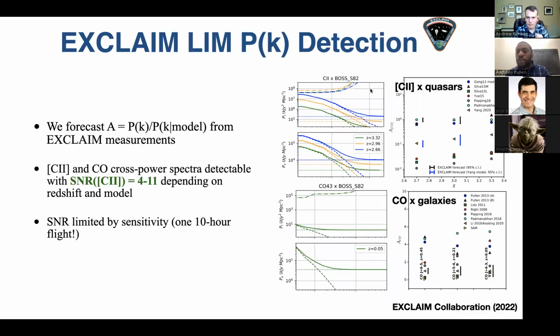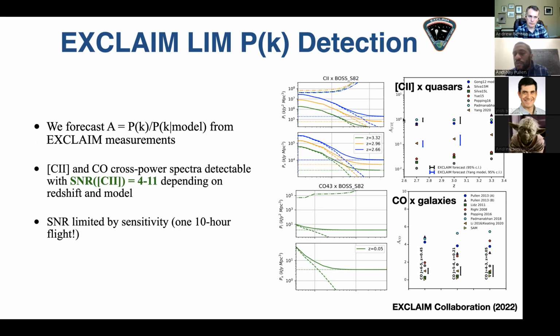Here's a paper that I just recently posted on arXiv a few weeks ago, where we predict what power spectra are expected to be measured from EXCLAIM, as well as the voxel intensity distribution, which I'll show in the next slide. Here we do forecasts to show how sensitive EXCLAIM would be given its sensitivity. And so here are predictions for what the power spectra should look like, with both autocorrelations as well as cross correlations.